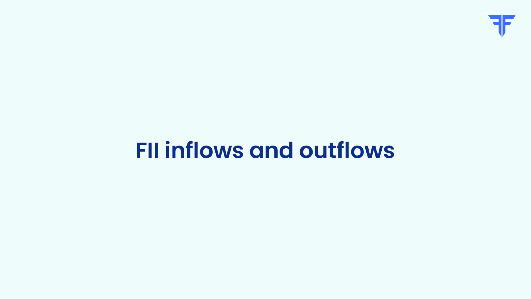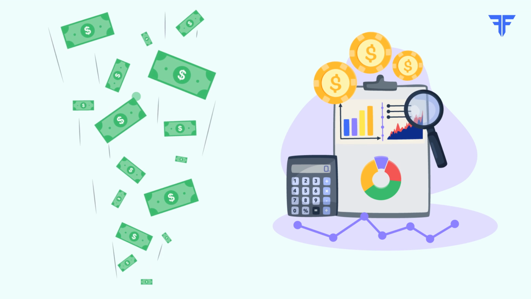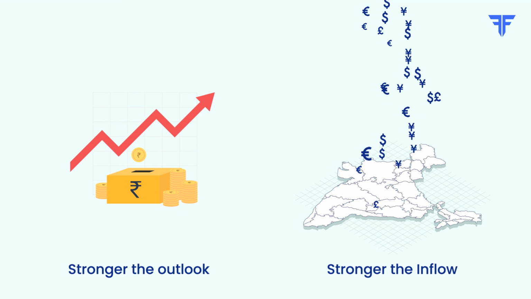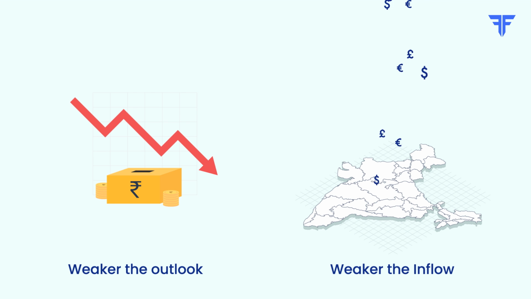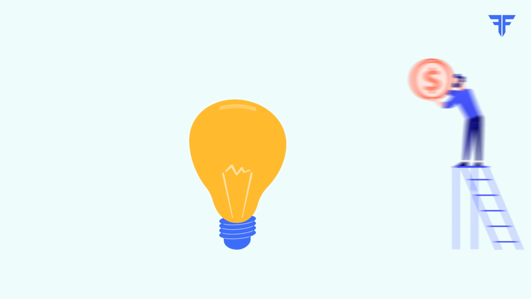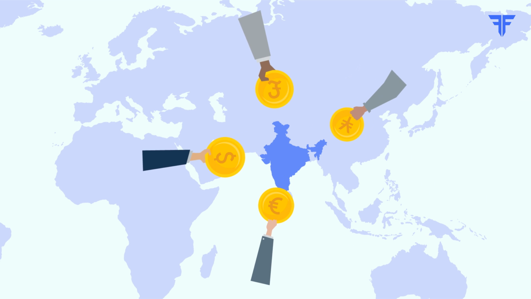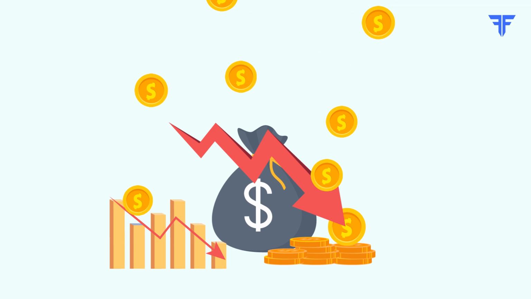Fourth, FII inflows and outflows. Foreign money flows into and out of the economy based on the outlook for that economy. The stronger the outlook, the stronger would be the inflow into the nation. On the other hand, the weaker the outlook for an economy, the weaker would be the inflow into that economy. Furthermore, the existing foreign investors might also withdraw their invested money from that nation, further leading to the currency depreciation.